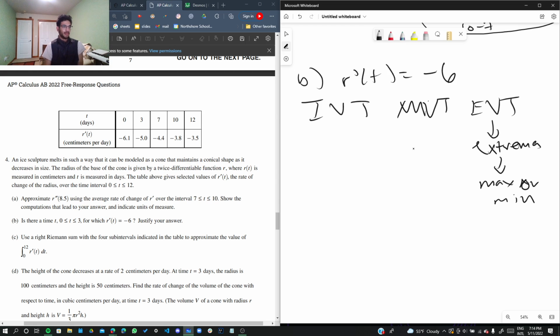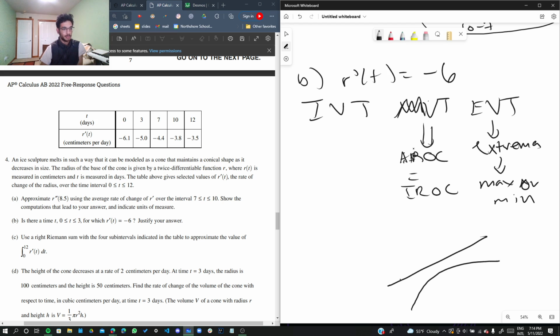And then the mean value theorem and intermediate value theorem exist a lot more. Most people remember the mean value theorem as the AROC equals IROC thing, which is the average rate of change is equal to the instantaneous rate of change. More specifically, if you have some sort of curve from A to B, and it's continuous and differentiable on the interval from A to B, then there's going to be another point C.